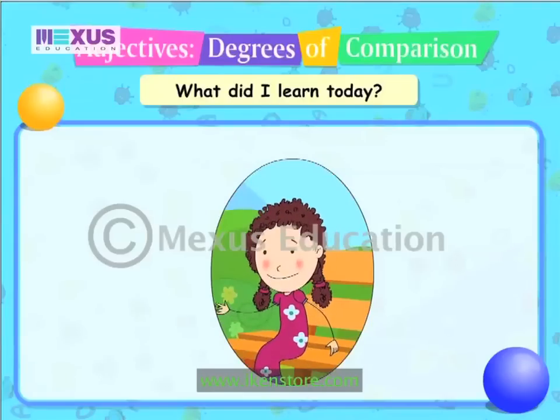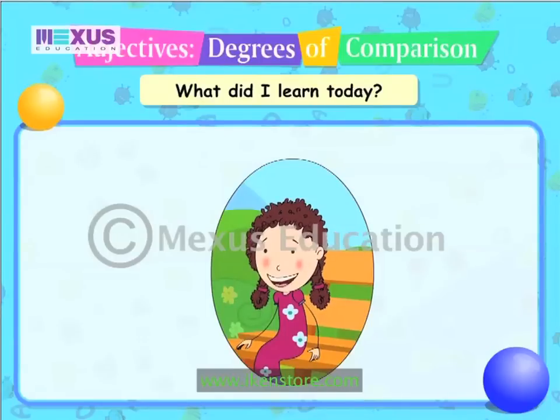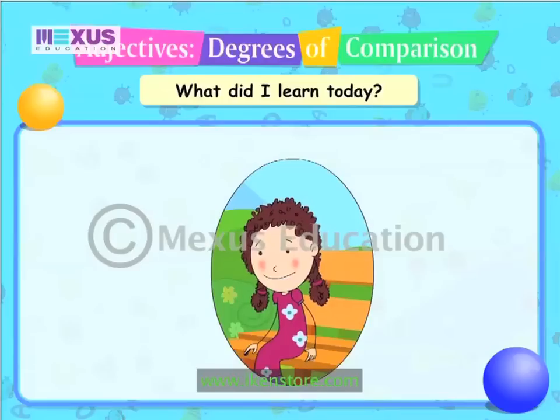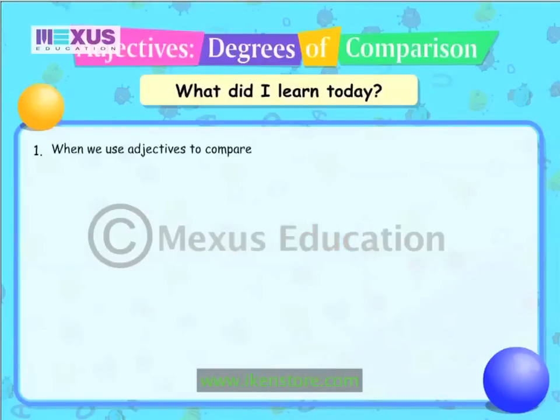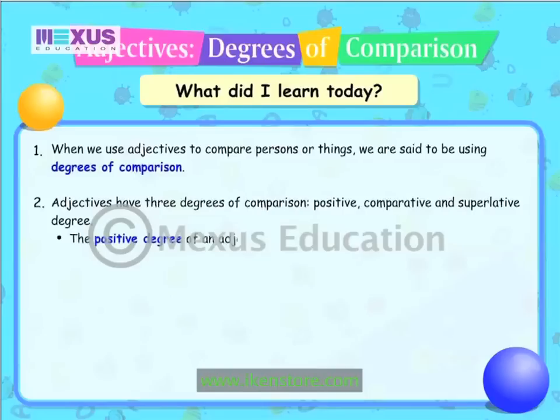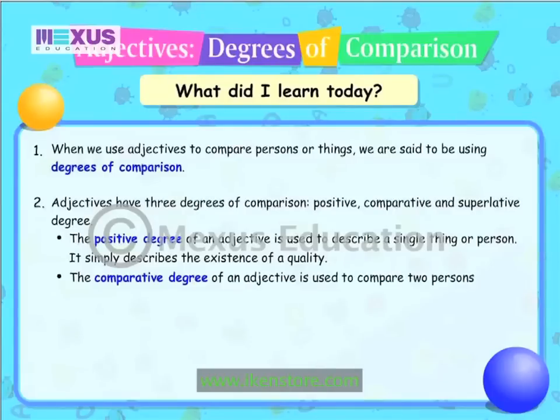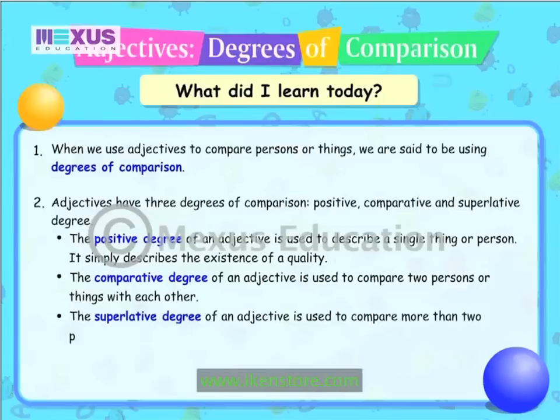Fleck and I had a great time playing and learning about the degrees of comparison of adjectives. Let's just go through some of the points we have learned in the lesson Adjectives, Degrees of Comparison. When we use adjectives to compare persons or things, we are said to be using degrees of comparison. Adjectives have 3 degrees of comparison: positive, comparative, and superlative degree. The positive degree of an adjective is used to describe a single thing or person. It simply describes the existence of a quality. The comparative degree of an adjective is used to compare 2 persons or things with each other. The superlative degree of an adjective is used to compare more than 2 persons or things.